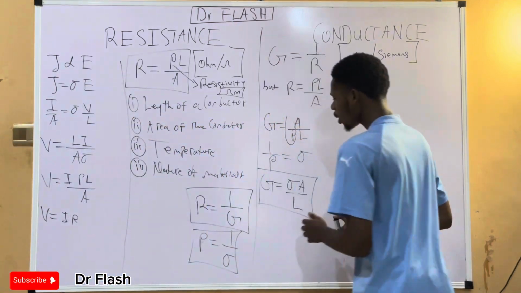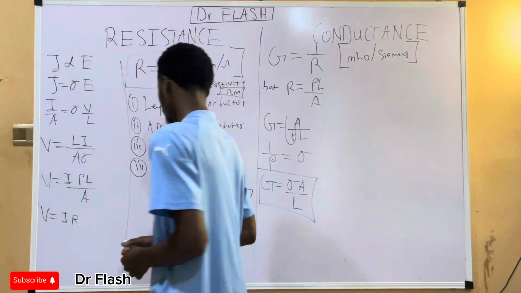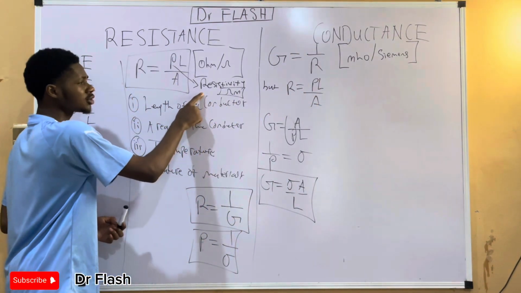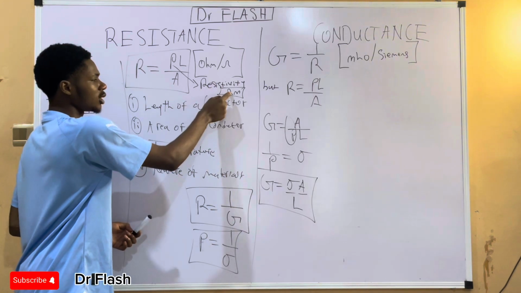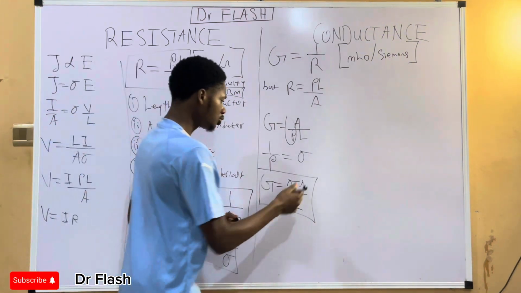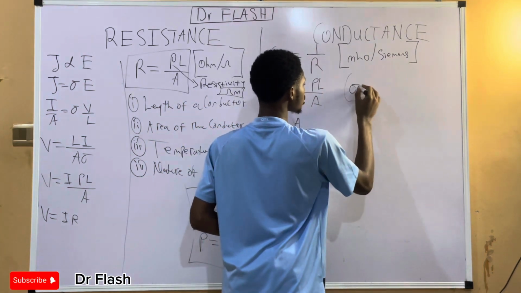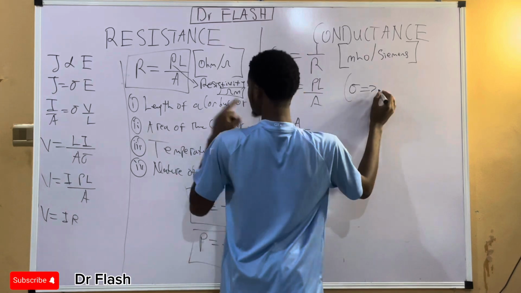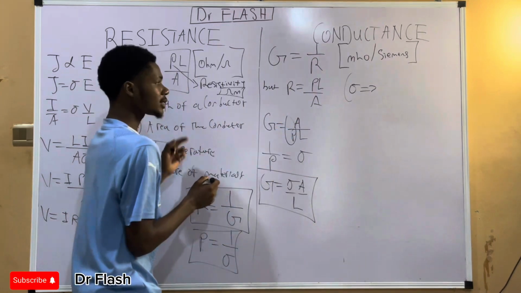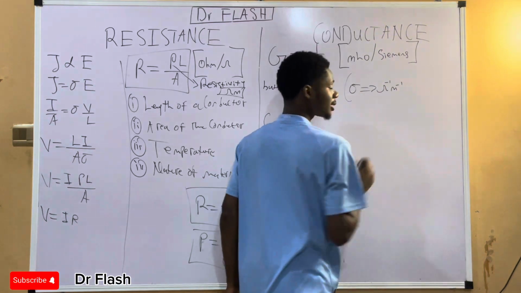Now how about conductivity? What is the unit for measuring conductivity? We said that the unit for measuring resistivity is ohm meter. What about conductivity? It becomes 1 over ohm meter, right? So conductivity is measured in per ohm per meter.